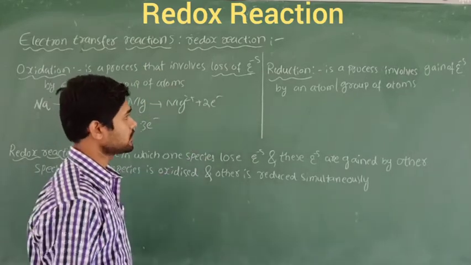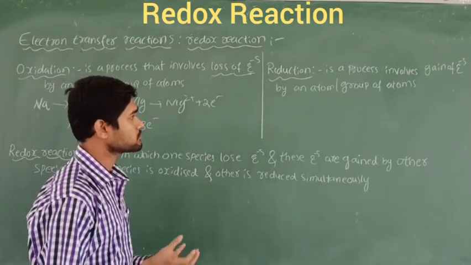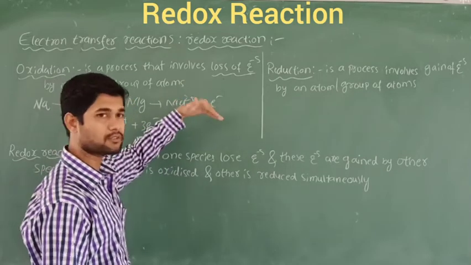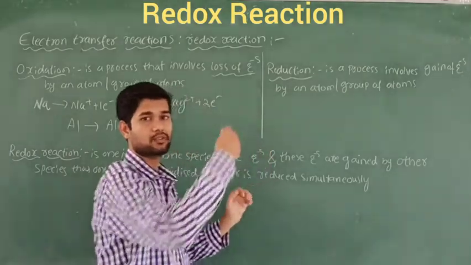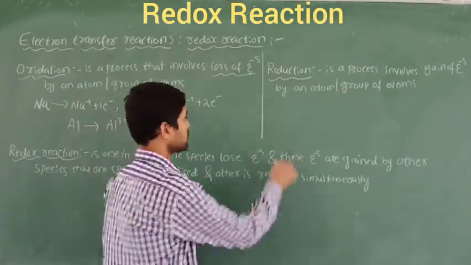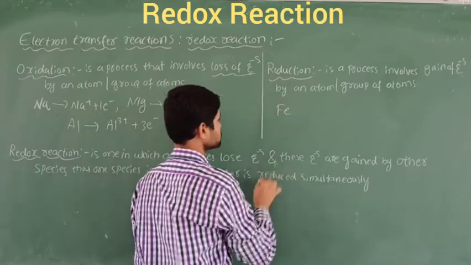See here, reduction. Reduction is a process that involves the gain of electrons. From whom? From the oxidation, which loses electrons, and the reduction which gains the electrons from that oxidation, by an atom or group of atoms. So simple reactions. Now I am going to take this one.